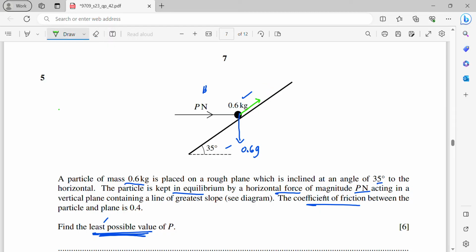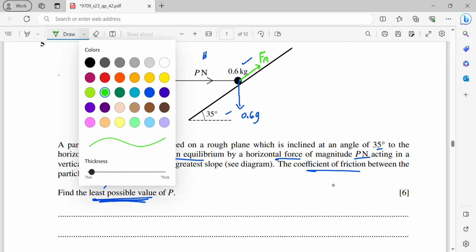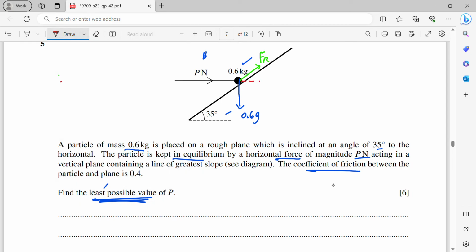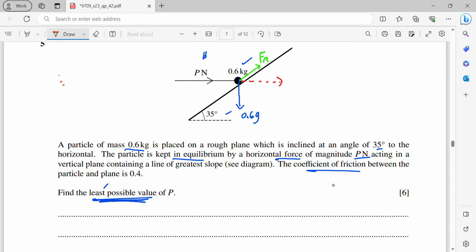So this is FR, the frictional force. And now for the P Newton, I can just extend it to the right side. Okay, so from here I will resolve the forces. And one more thing, since it is rough, I will have another force, which is the normal reaction, R.